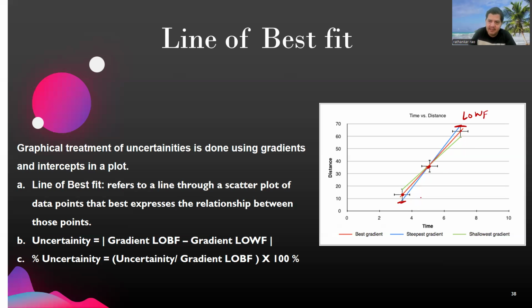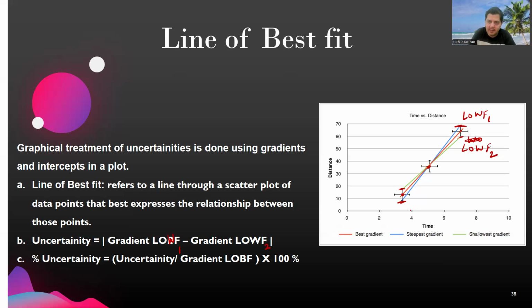Okay. Similarly, if I take the lowermost one, you take up this uncertainty here and this uncertainty here and draw a line. So this is another LOWF. Let me call this LOWF1 and this LOWF2. I made a mistake here. This is LOWF1 and LOWF2.